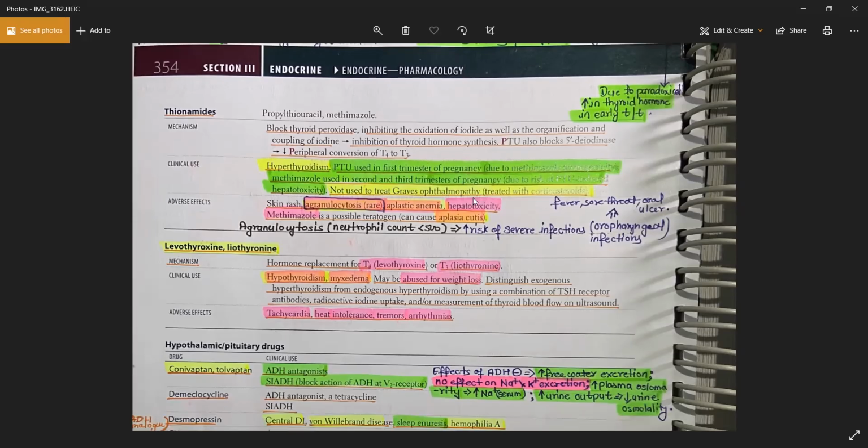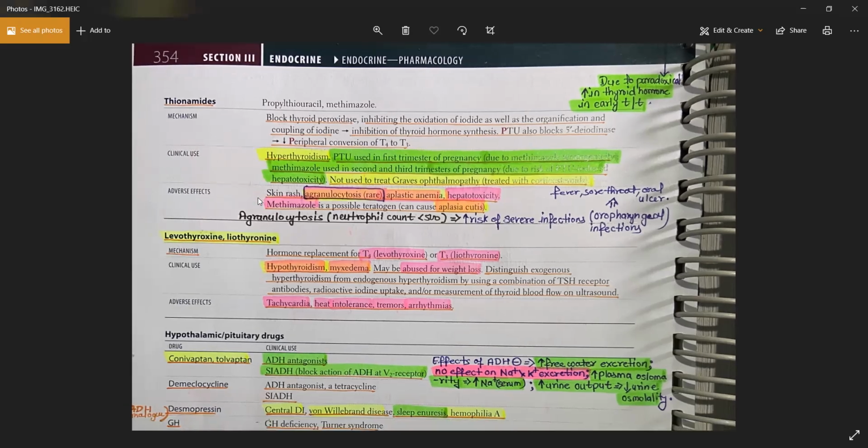It is also not used to treat Graves ophthalmopathy. You already know that Graves disease is an autoimmune condition, and it is the antibodies that are responsible for the edema behind the eye, the exophthalmos. So to treat the ophthalmopathy in Graves disease, you need to give the patient glucocorticoids, not these drugs. And the third thing would be the adverse effects, like we have discussed.